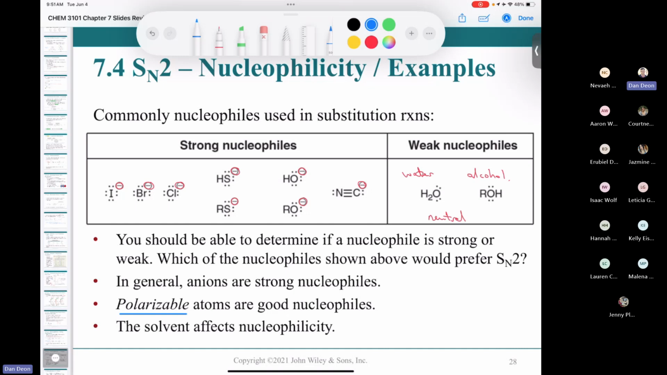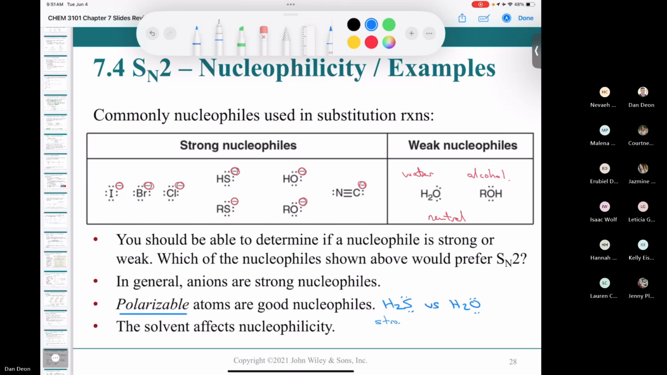The bigger the atom, the more polarizable it is. So if you compare H2S versus H2O, H2S is actually going to be a stronger nucleophile. Why? Because sulfur is bigger, and so it's more polarizable. So we'll write here, stronger nucleophile. They can both behave as nucleophiles, but the hydrogen sulfide is going to be a better nucleophile than the water.